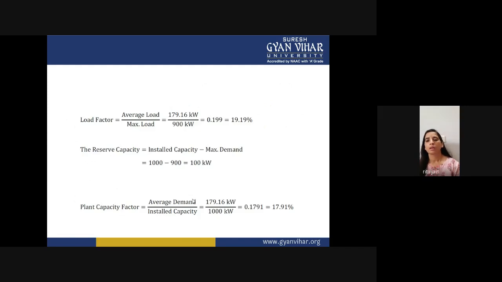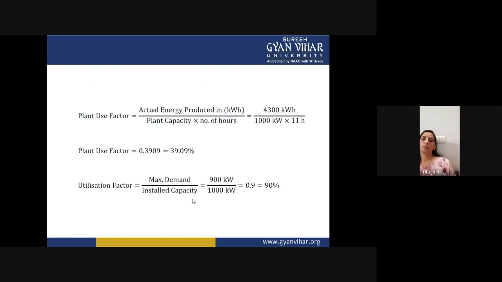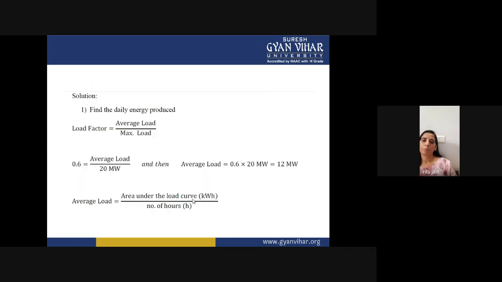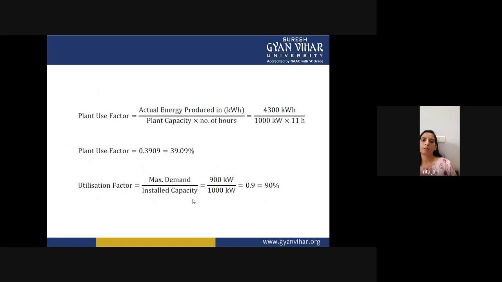Okay. So by using these calculations, you can easily calculate this. You can easily calculate the load factor, utilization factor, and plant use factor, maximum demand, and average load.